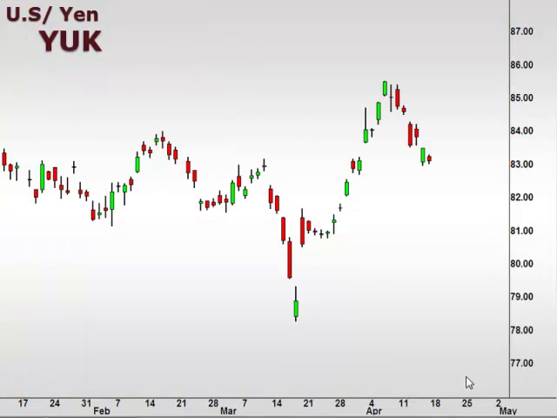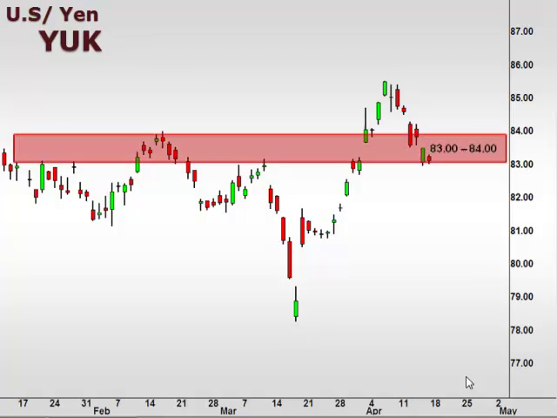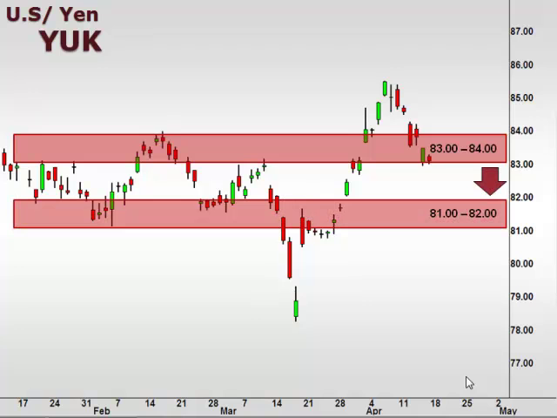Let's take a look at the U.S. dollar versus the Japanese yen as seen here in the ISC FX Options pair value YUK. The YUK retraced down as anticipated, testing the 83 support level. A bounce off of this level could extend into the 86-87 box. However, a break below 83 opens the window for a test of support back down at 81.